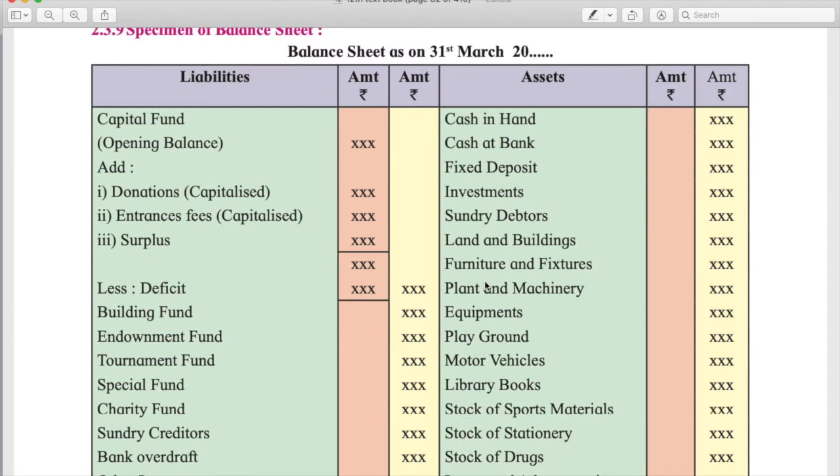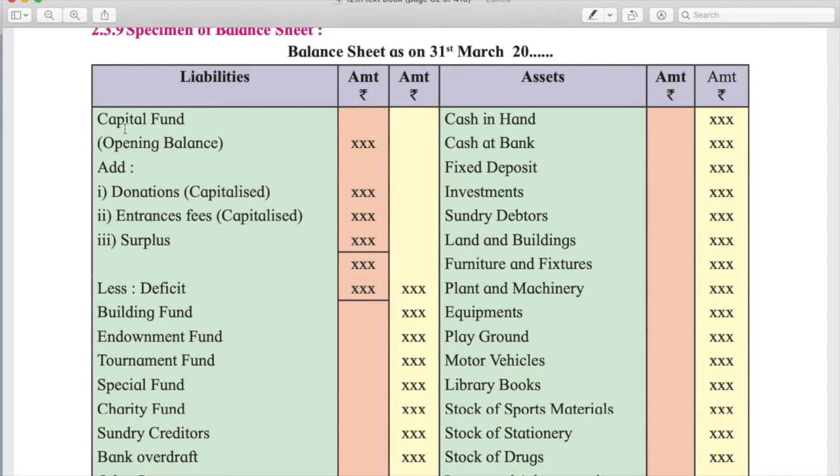You have to write on the top: Balance Sheet as on 31st March. Like we were used to writing in the partnership final account, the format is the same, liabilities amount, assets amount. Now here the different part is because there are no partners, okay. So यहाँ पे हम लोग कोई कैपिटल अकाउंट अलग से नहीं बनाएंगे.